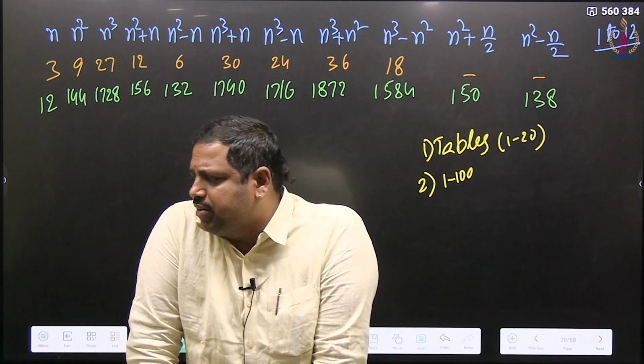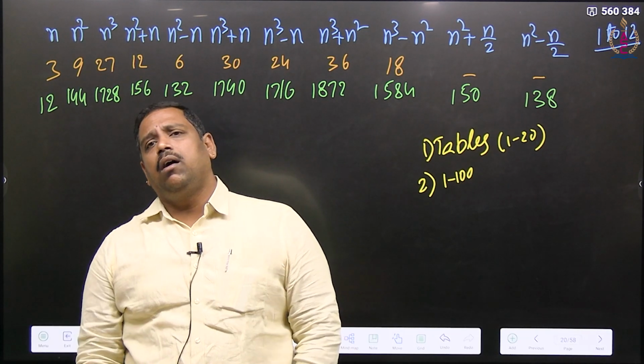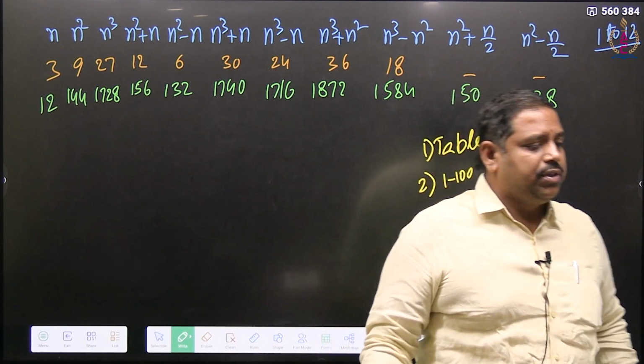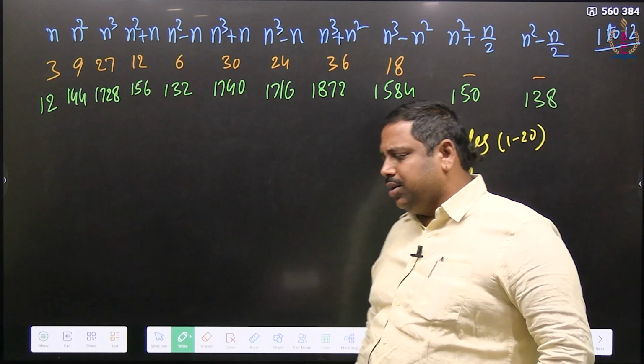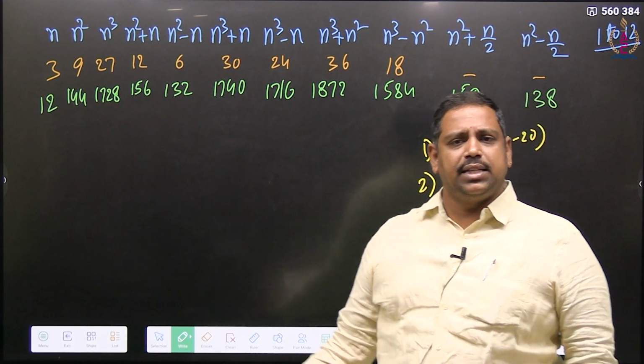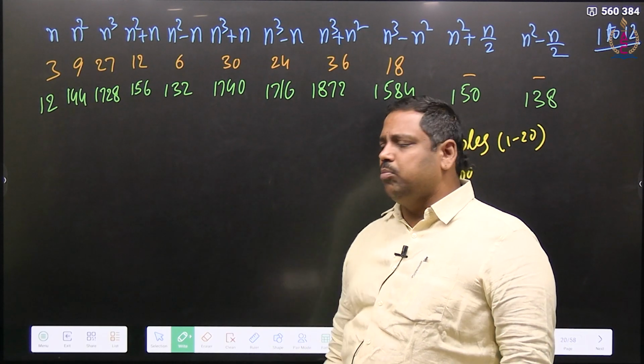6 power 5 is 7776, 6 power 6 is 216 into 216. That is 6 power 6. Up to that you have to memorize.